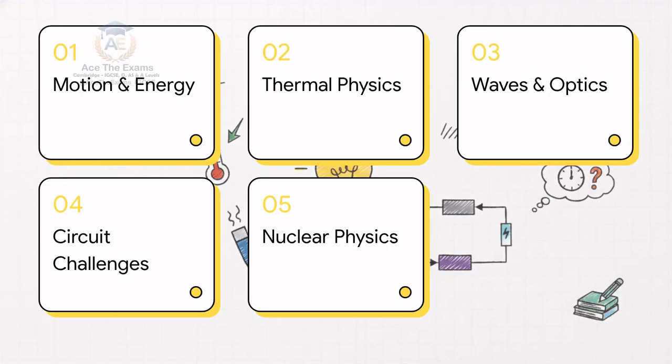Okay, let's dive into our syllabus roadmap. We are going to tackle this exam strategy in 5 distinct pillars today. First, motion, forces, and energy. Second, mastering thermal physics. Third, visualizing waves in optics. Fourth, solving circuit challenges. And finally, number 5, unlocking nuclear physics. Let's get right into it.